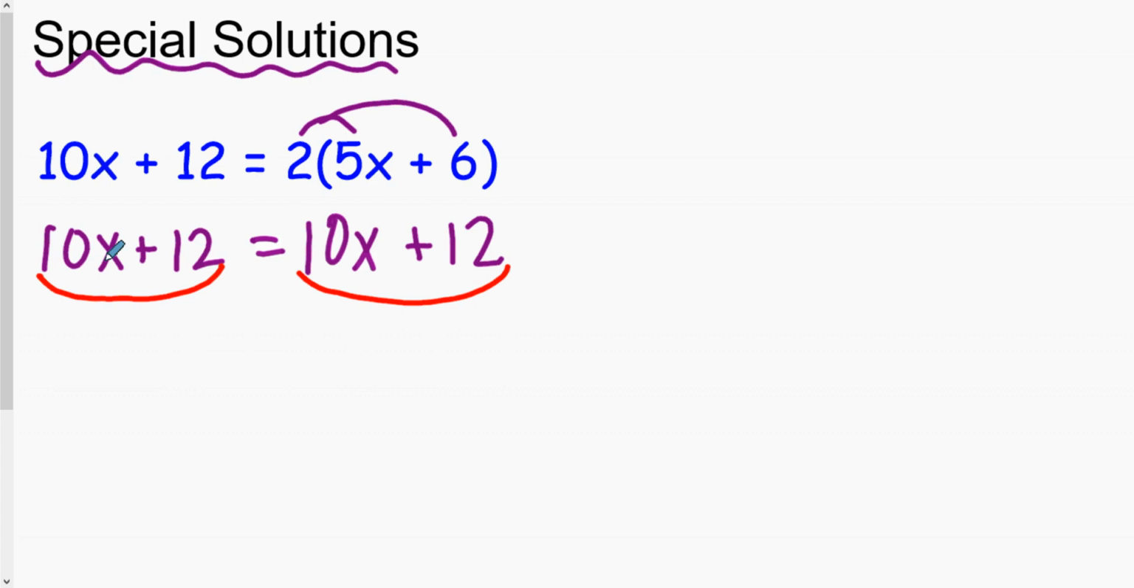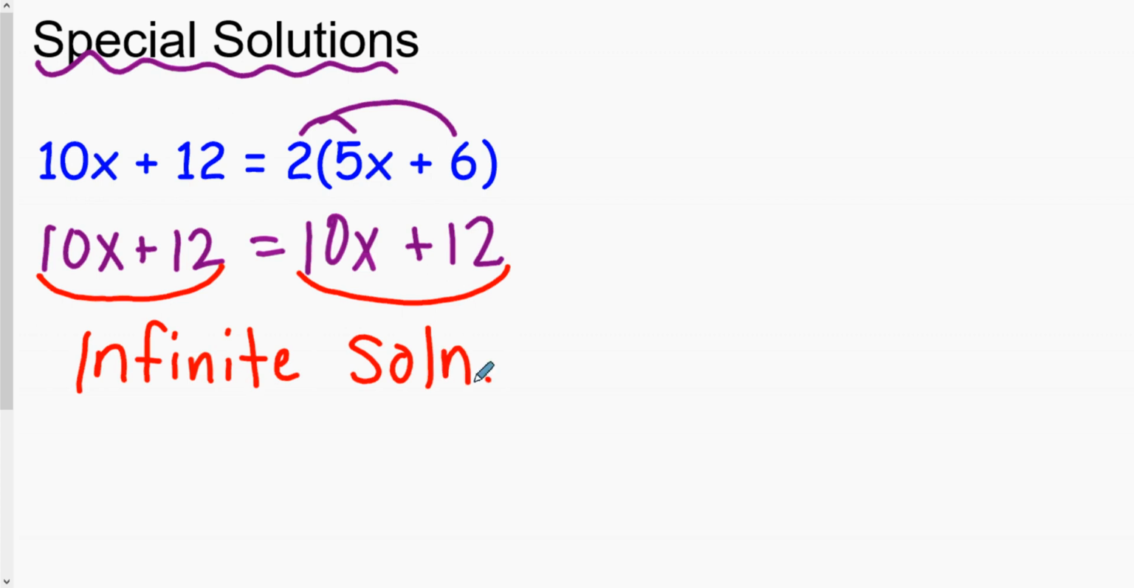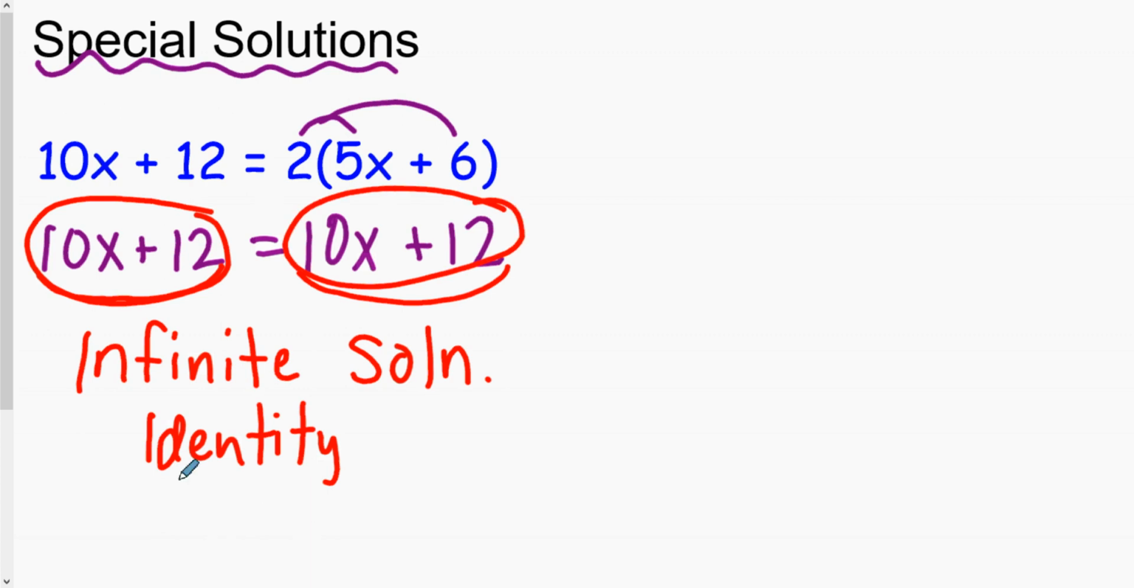And when that happens, when the variables are still there, if one side is exactly the same as the other side, then you say that this equation has an infinite number of solutions. Or I'm just going to write infinite solutions, and that's the abbreviation for solution. Another way to say this is called the identity. And the way I remember it is if one side is identical to the other side, then it's the identity, or it has infinite solutions.